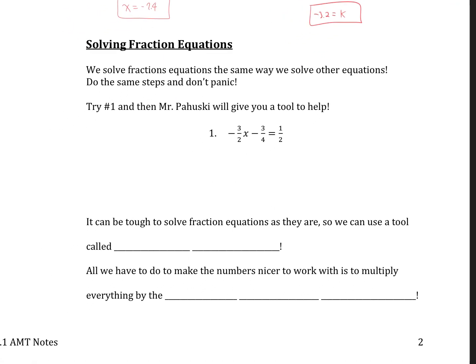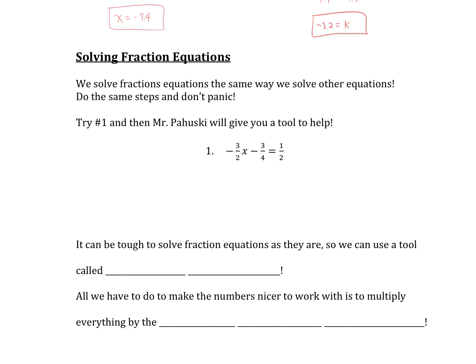Now we're doing fraction equations, which are really tough. So why don't you guys try solving number 1. Kind of the same thing here. It's going to be kind of messy, and I'm actually going to teach you an easier way after this, but I want you guys to try it. Try to solve for x.